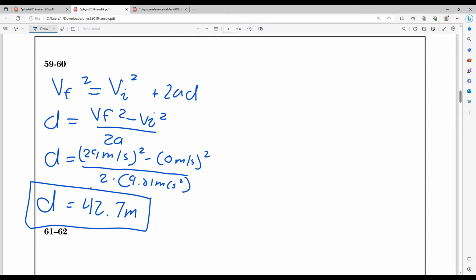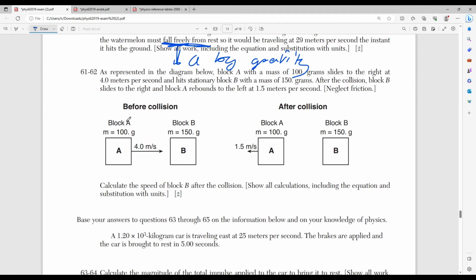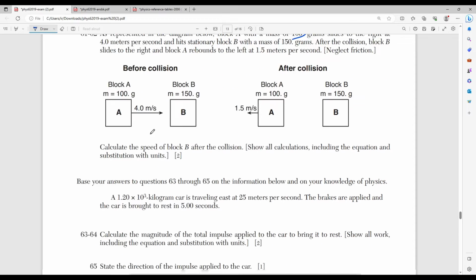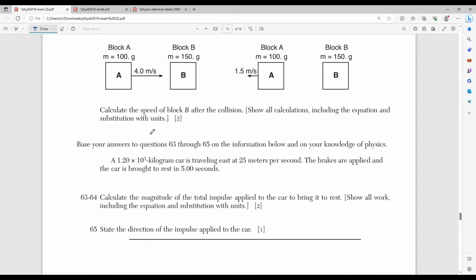So moving on to number 61 through 62. What did they ask us? It says that as represented in the diagram below, block A with a mass of 100 grams slides to the right at 4 meters per second and hits the stationary block B with a mass of 150 grams. After the collision, block B slides to the right and block A rebounds to the left at 15 meters per second.